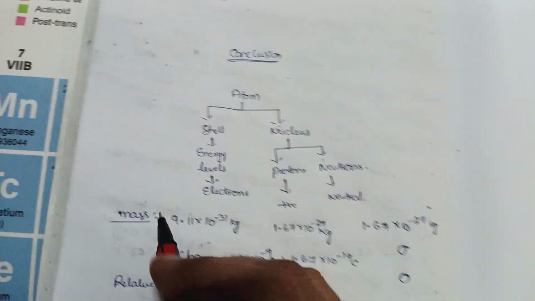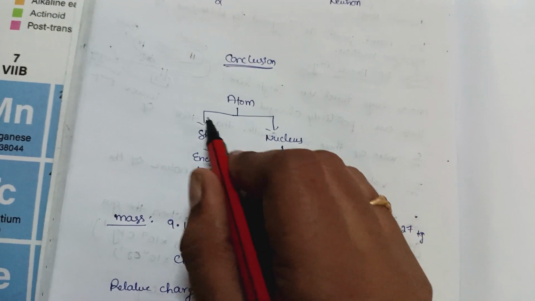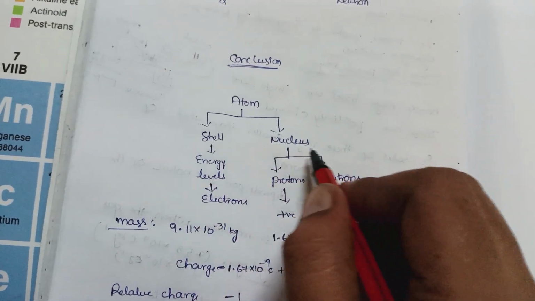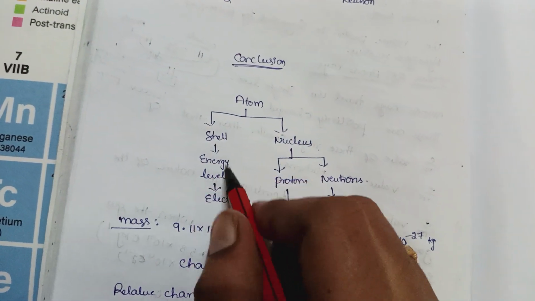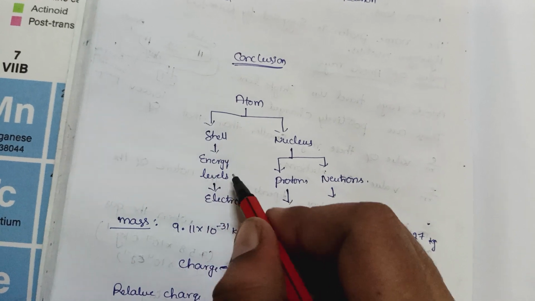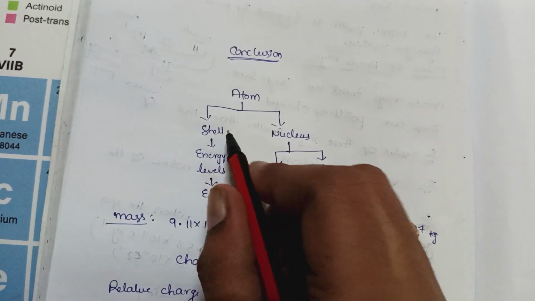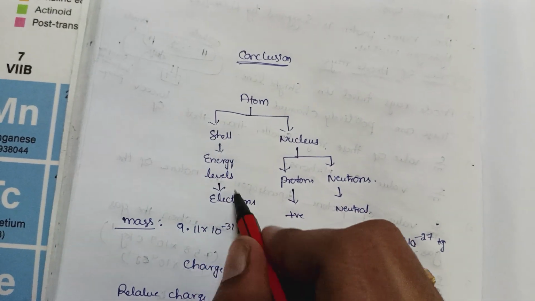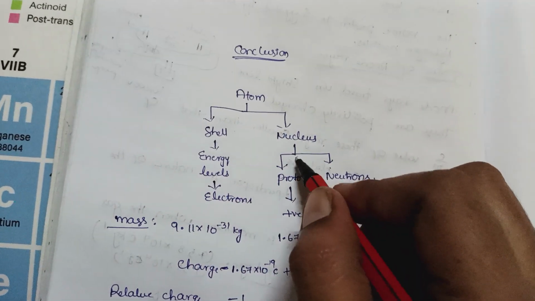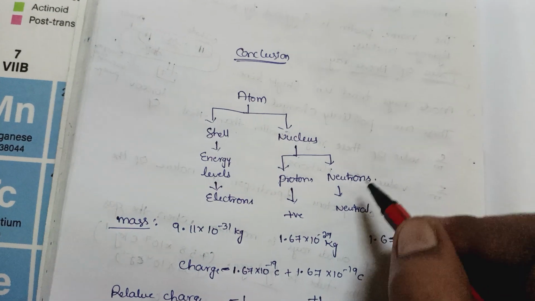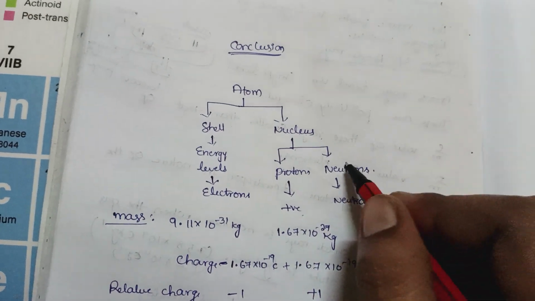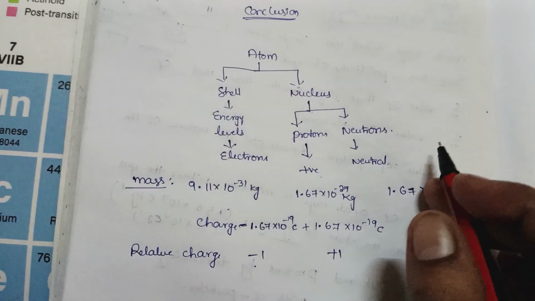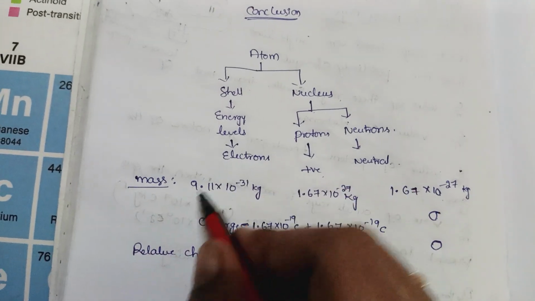Conclusion of this video. Atoms consist of shells and a nucleus. Different energy levels are present in the shells, and those energy levels consist of electrons. Electrons revolve around the nucleus. The nucleus consists of protons and neutrons. Protons have positive charge, and neutrons have neutral charge.